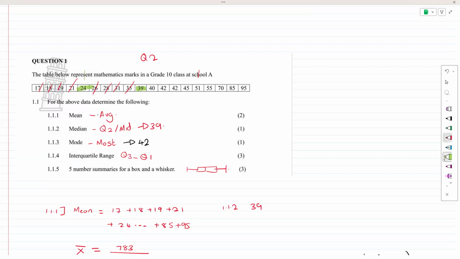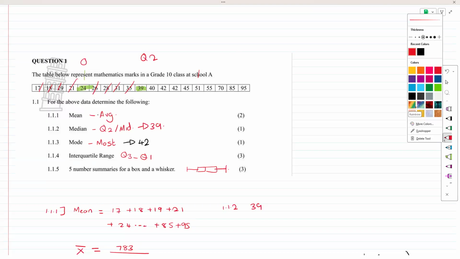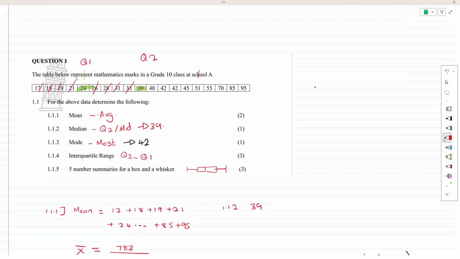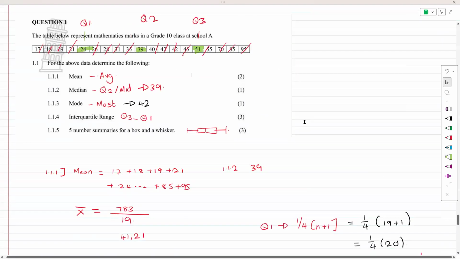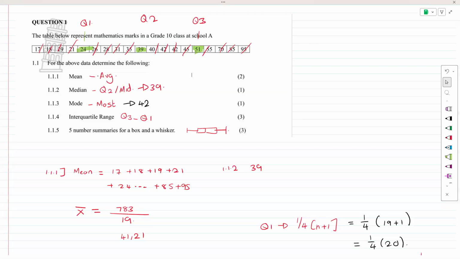Guys, again, this scratching out method seems easier. It's not easier when you have to do an ogive curve and stuff later on next year. So it might be a little bit difficult at the start. Just always try and learn what you need to for now. So we got Q1, Q2, and Q3. The last one is to draw. They want a 5-number summary for the box and whisker.